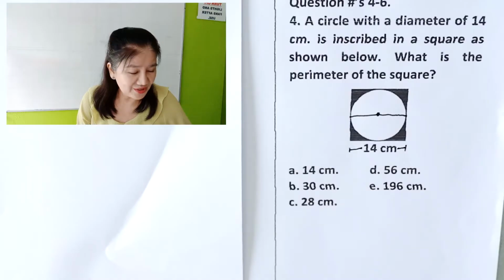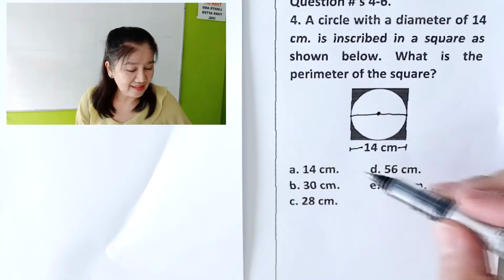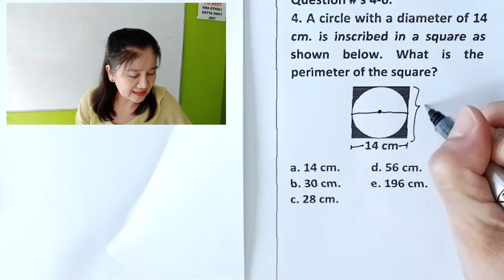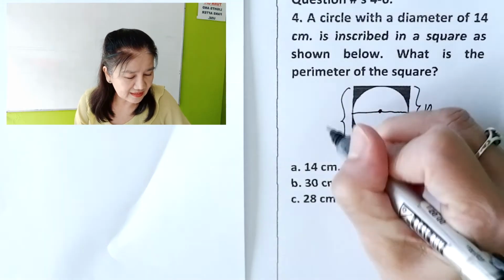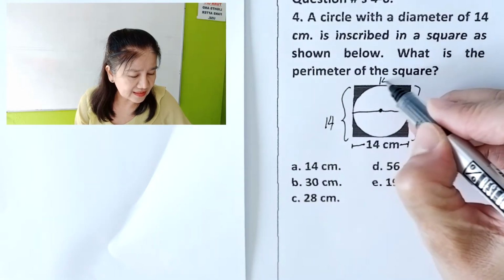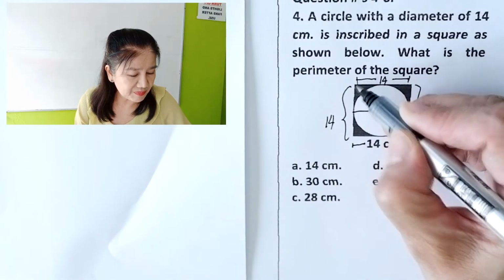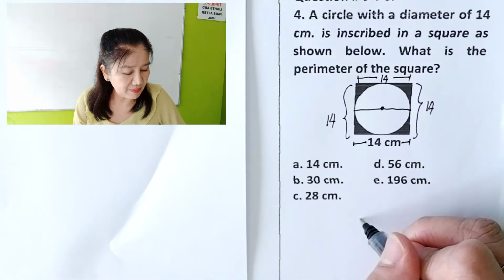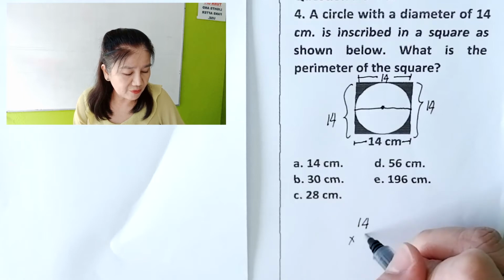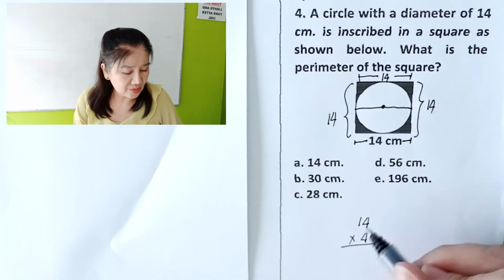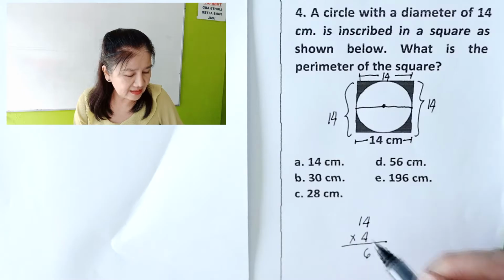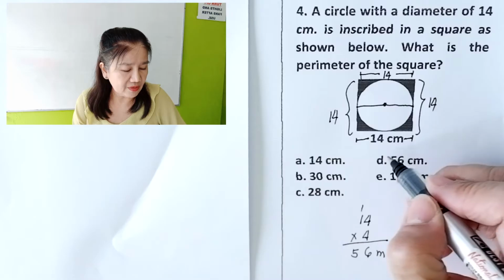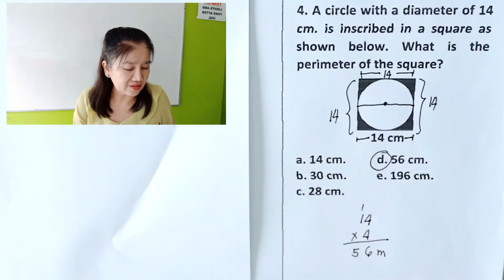Since the given figure is a square, it means that all sides are equal. So this is also 14. This is 14. And this is 14 here. How do you get the perimeter of a square? You just add all the sides or multiply one side by 4 equal sides. So 4 times 4 is 16, carry 1. This is 56 meters. So we have the final answer to be letter D.